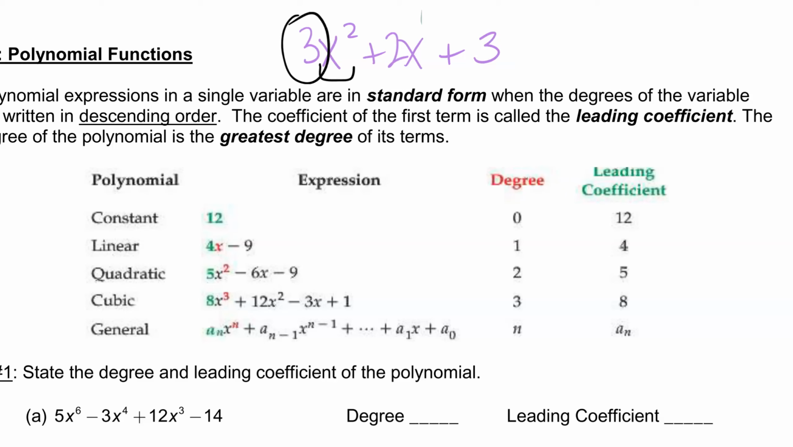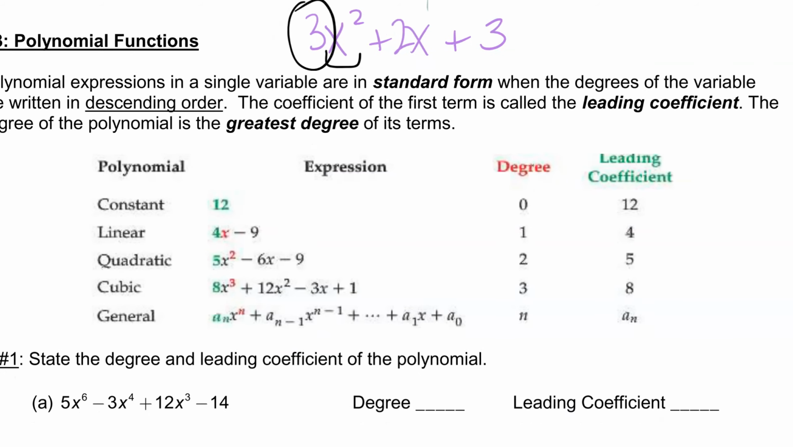Have we discussed this before? No? In Algebra 1, did you guys do this? Maybe not? Okay. The degree of the polynomial is the greatest degree of its terms. So what is the degree of this polynomial I wrote? 2, right? Because which term has the biggest exponent? The x squared. So the degree is the highest exponent.